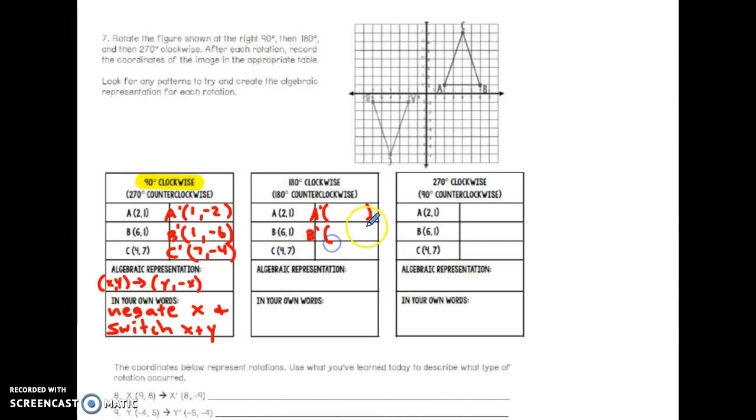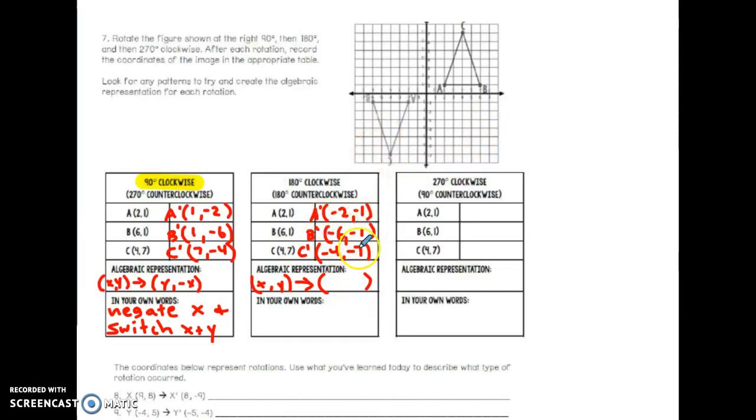So A prime, let's see, it would be -2, down 1, -1. And B would be -6, -1. And C is only over 4 and down 7. So there should be a pattern that we can write an algebraic representation for again, but I always like to start with your own words. What are you noticing happening to your original points when they were totally rotated upside down, 180 degrees clockwise?